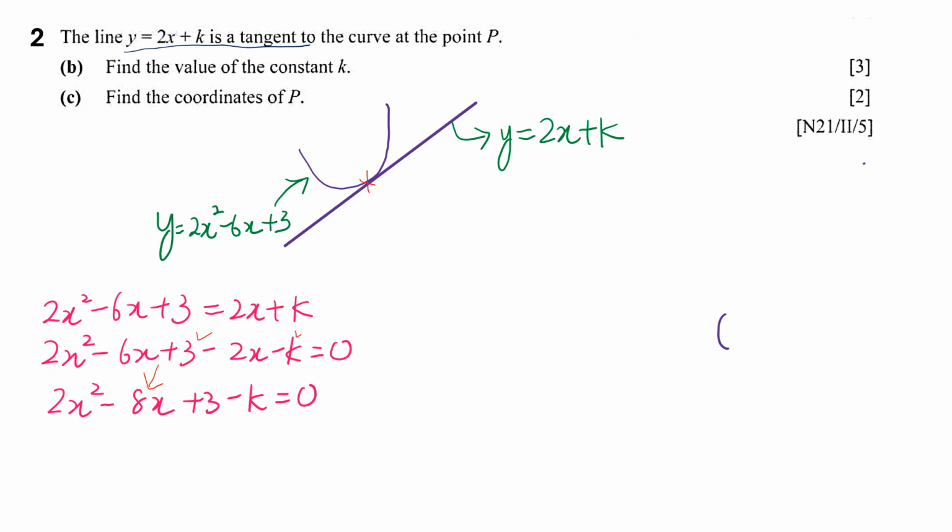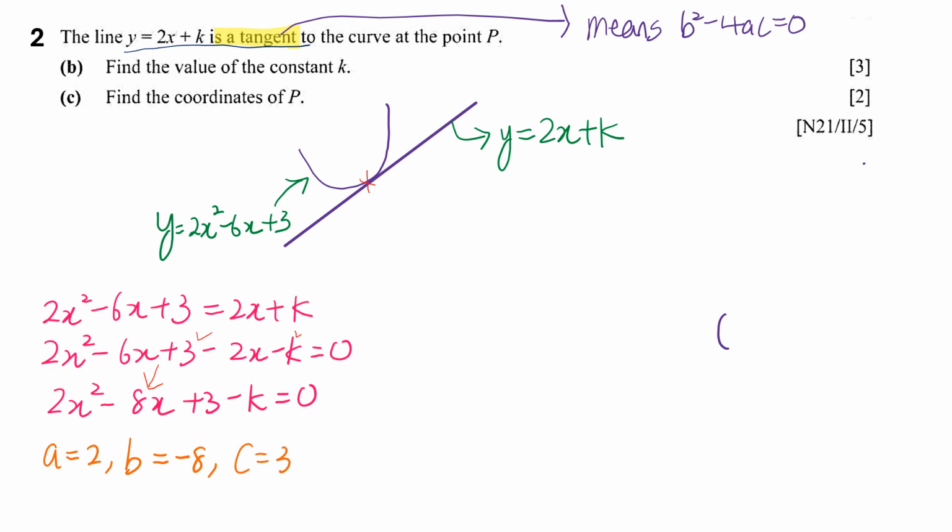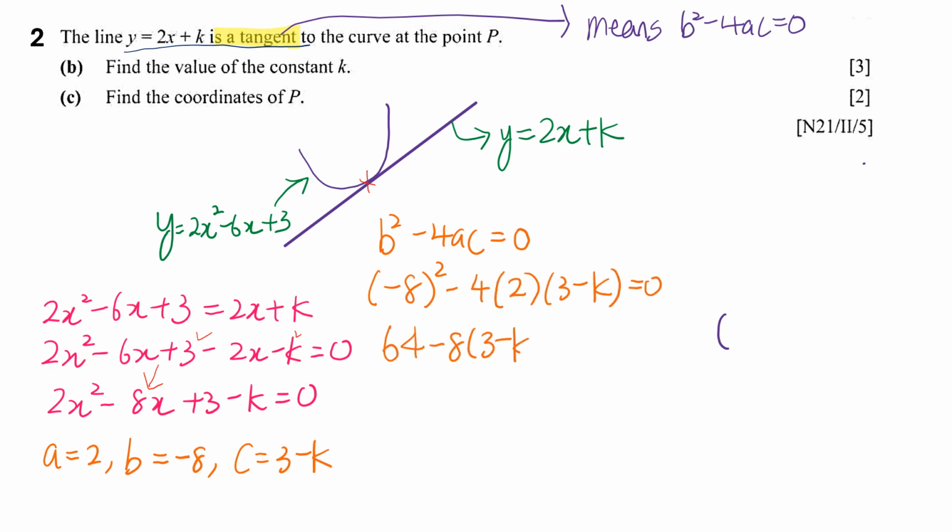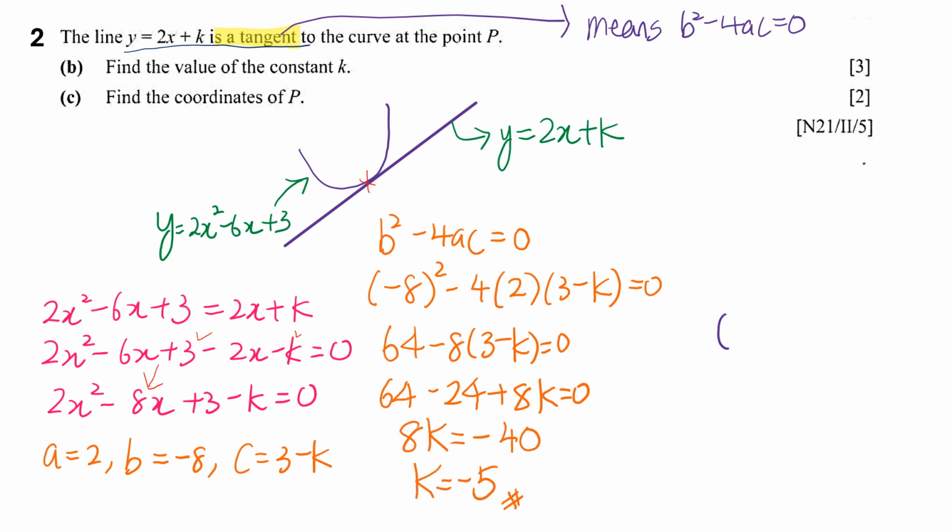Alright, so we have already agreed that tangent means the value of b squared minus 4ac is equal to 0. Right, so let's write down the values for a, b, and c to substitute into b squared minus 4ac equal to 0. Okay, and you end up getting this. Simplify further, and you get k equals negative 5. So that is quite easy for part B.